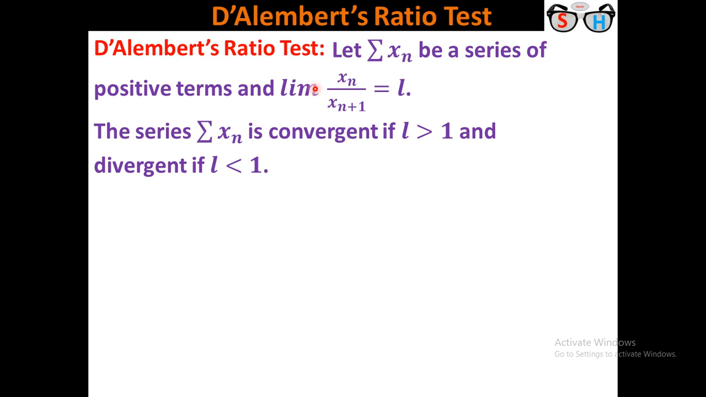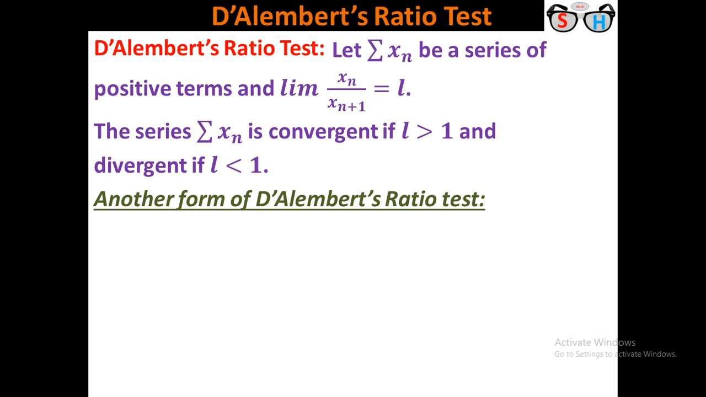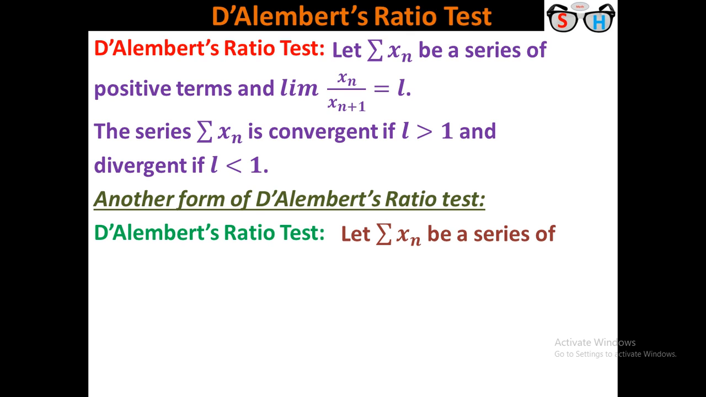However, in some books there is another form of the D'Alembert test. I write down here another form of D'Alembert's ratio test. Let summation xn be a series of positive terms and limit xn plus 1 upon xn is L. Okay, just the reciprocal of that relation. So in that case it is convergent if L is less than 1, and divergent if L is greater than 1.